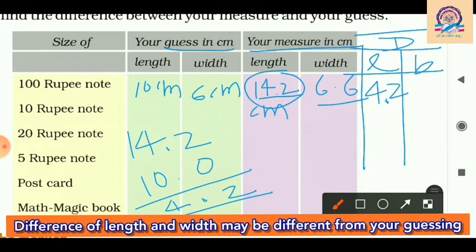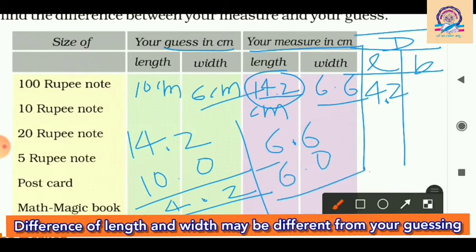Similarly, the next is subtraction of 6.6 centimeter and 6 centimeter. 6 means 6.0. So 6 minus 0 it is 6, and 6 minus 6 it is 0. So 0.6. So the difference between the breadth is 0.6.